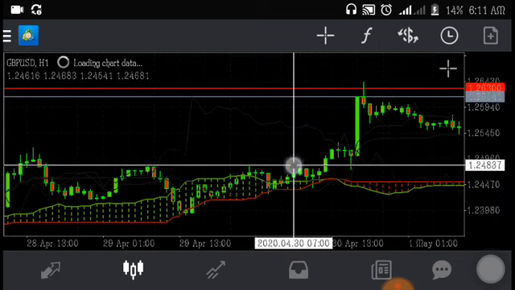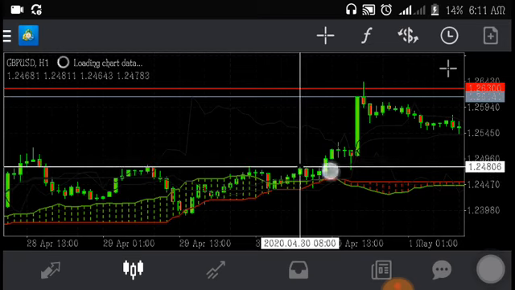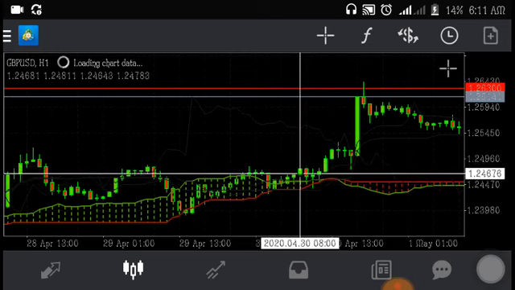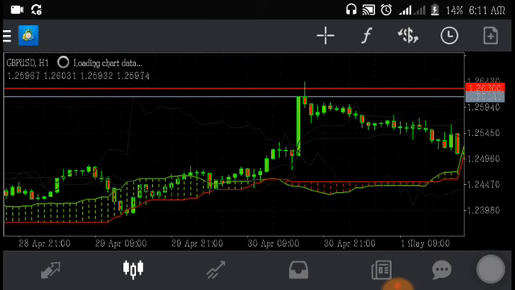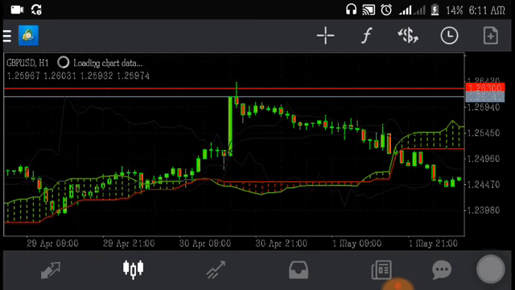Okay, let me see where we entered the trade. We entered the trade around 24.67, and let's see how it moved. It moved all the way to 26.30 something. That is almost 200 pips. That means we got a beautiful 150 pips: 50 pips for our first target and 100 pips for our second target.